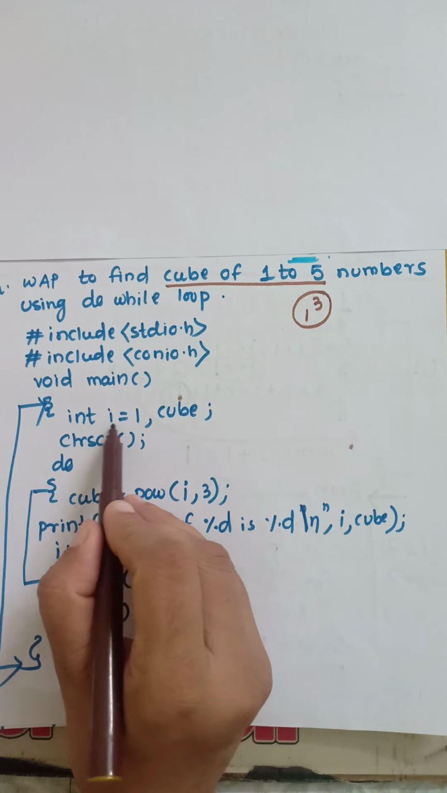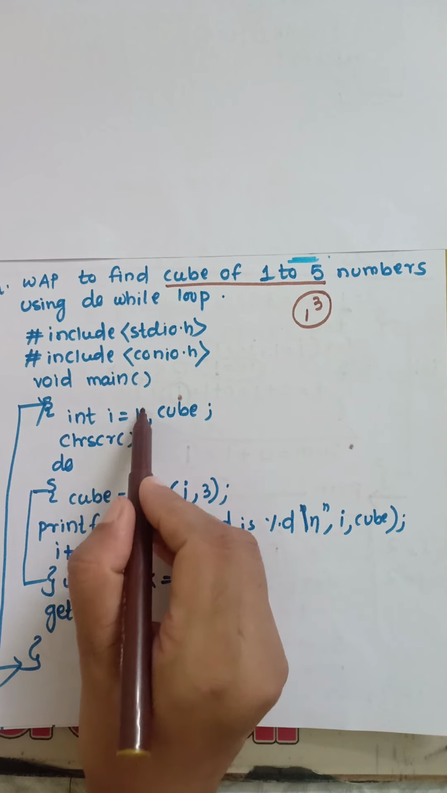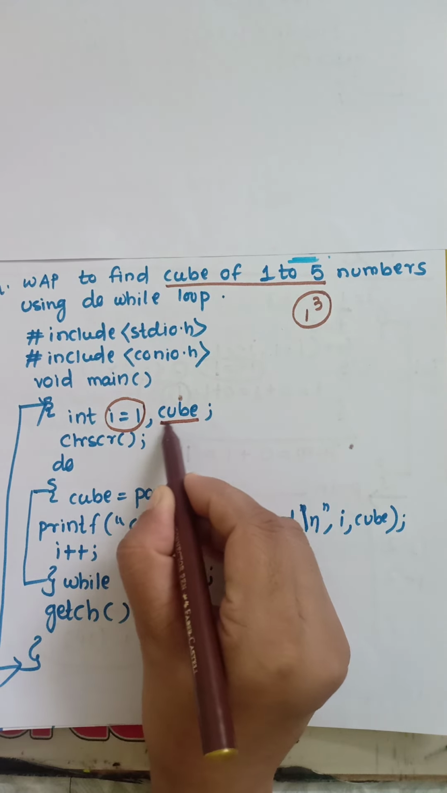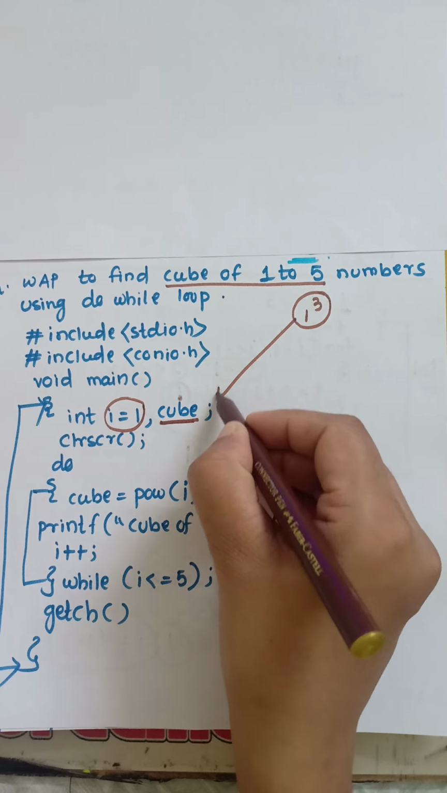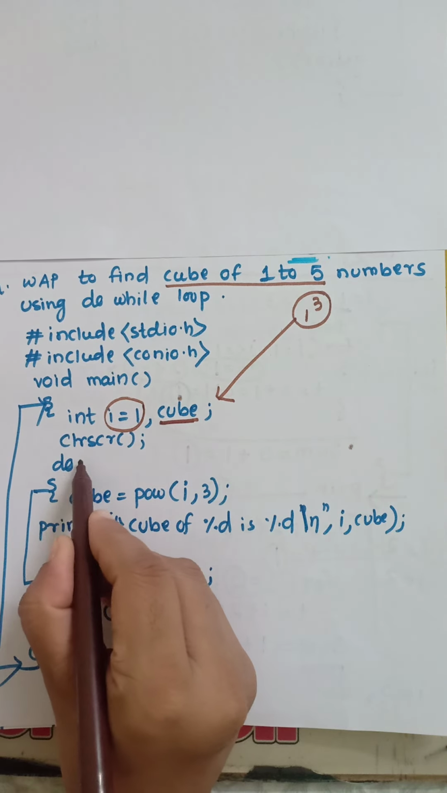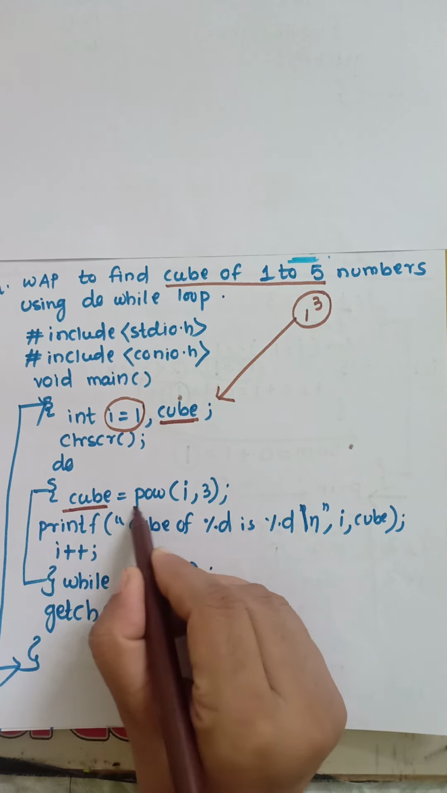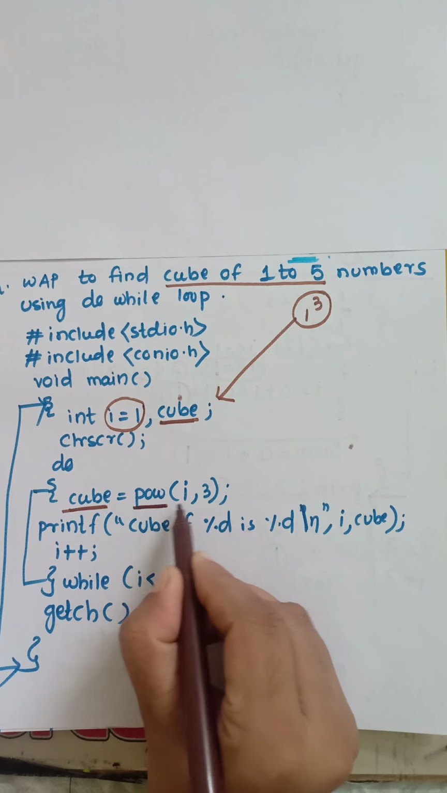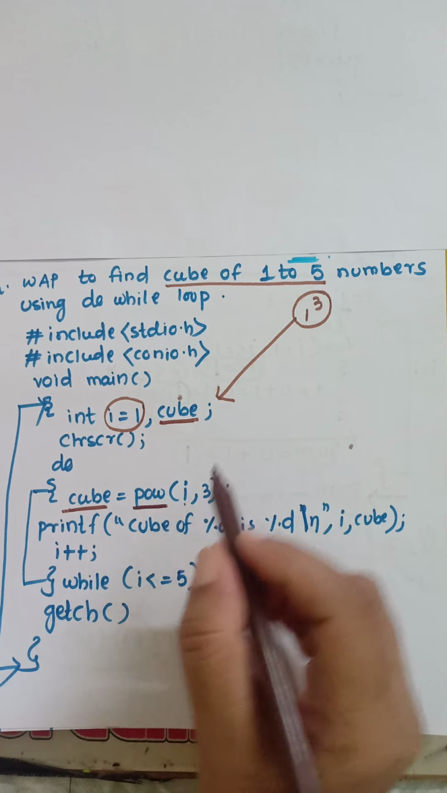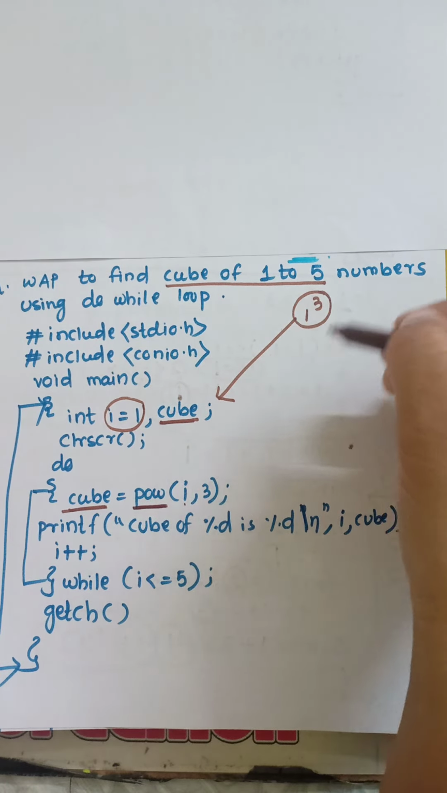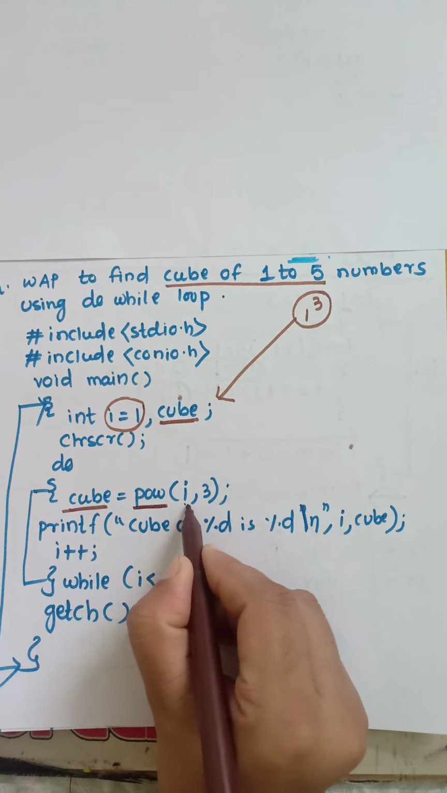So here I use a variable i equals 1. This is my initialization, and here I use another variable that stores the value of cube. Next I use the do. Next, what is the value of cube I store? cube equals pow(i, 3). The i value changes: first 1, then 2, then 3, then 4, then 5. So always the value of i changes.